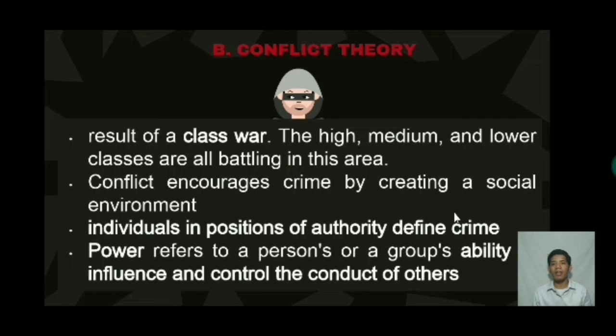So we also have the conflict theory. It is the result of class war, where the high, middle, and lower classes are all battling in the arena. Conflict encourages crime by creating a social environment. Individuals in positions of authority define crime. Power refers to a person's or a group's ability to influence and control the conduct of others. So, conflict theory is a competition between groups in a society over the limited resources they have. The persons involved in this theory were William Bonger, Ralf Dahrendorf, and George Vold. They created the conflict theory.